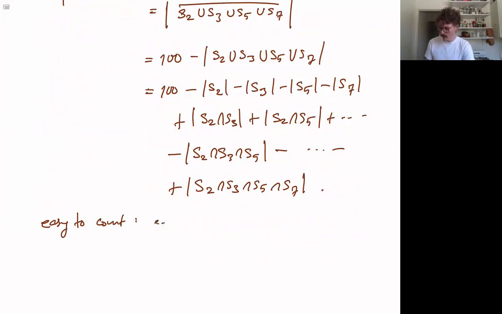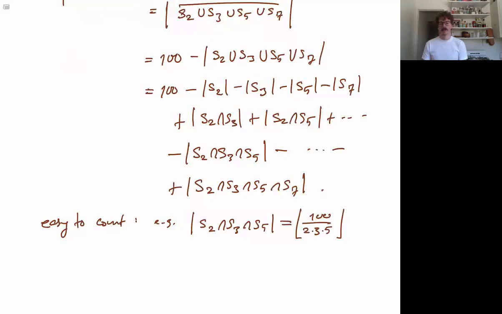For example, the cardinality of S2 intersect S3 intersect S5, what is this? Well, being divisible by 2 and 3 and 5 is the same as being divisible by 2 times 3 times 5. And the number of numbers up to 100 that are divisible by that thing is equal to 100 divided by that thing, and then take the floor, which, if you will recall, means round down to the nearest integer.